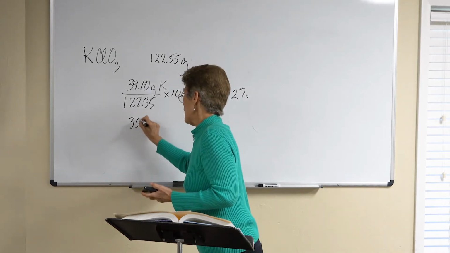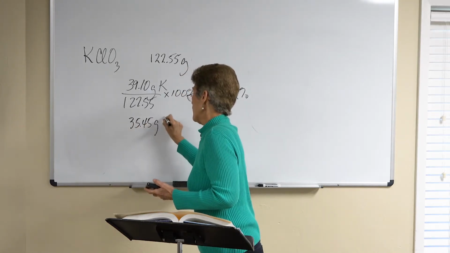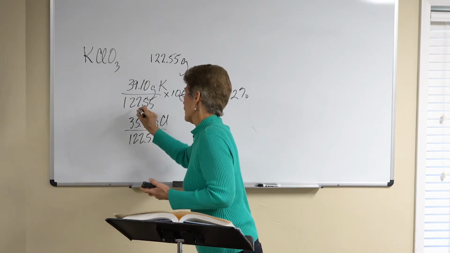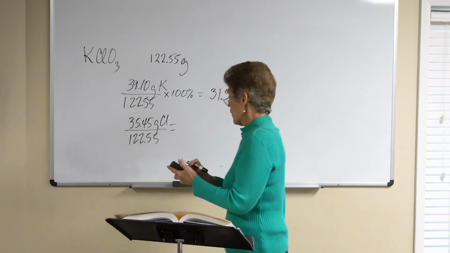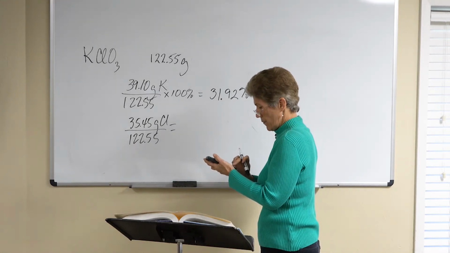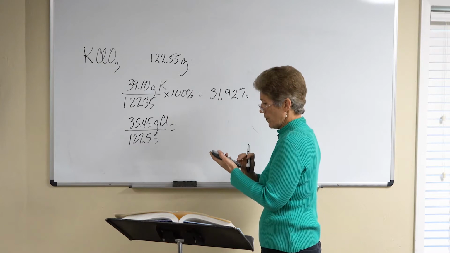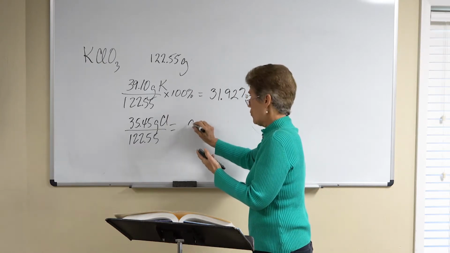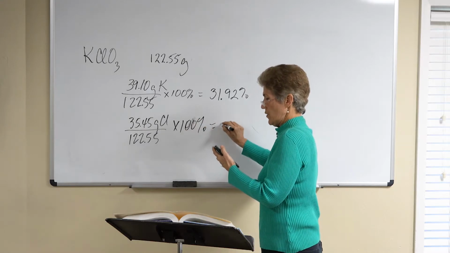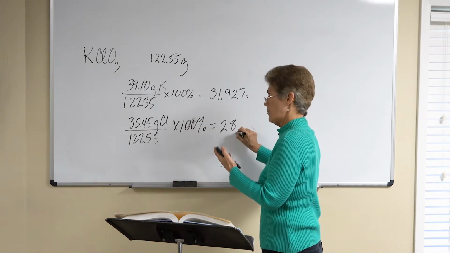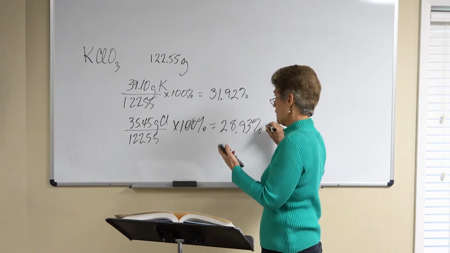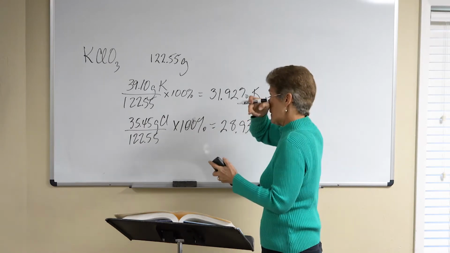Chlorine is 35.45 grams per the whole thing. Which is, oh, shame on me, times 100%, which is 28.93%. That's chlorine. This is potassium.